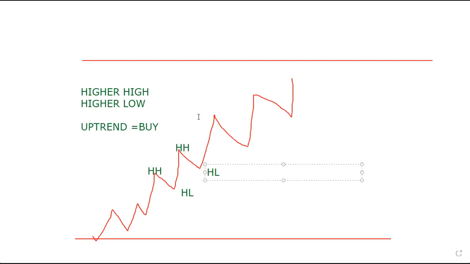Now, if price is moving up, price must continue to create a new higher high and a new higher low. The reason why this is called a higher high is because it is higher than the previous high.